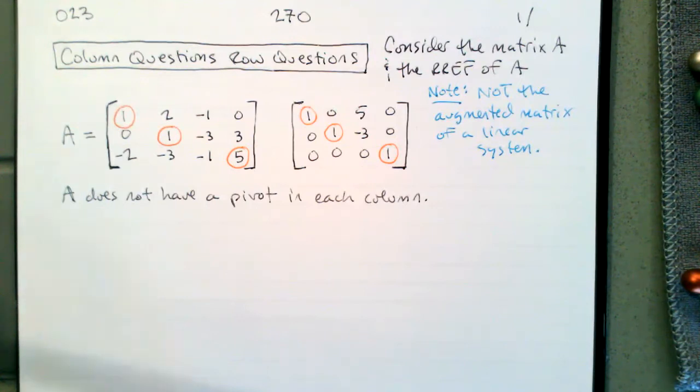One thing to note is when I say A does not have a pivot in each column, I'm not going to say the reduced echelon form of A does not have a pivot in each column. If we say it that way, we are implying that there are different pivots in the reduced echelon form than in the original matrix, and that's not the case. The reduced echelon form shows us where the pivots are, but those pivots are in the original matrix. So we say A does not have a pivot in each column.